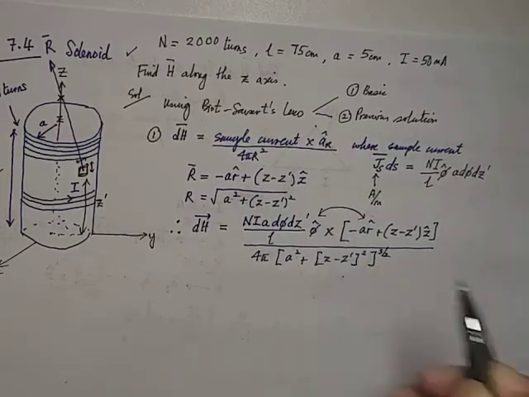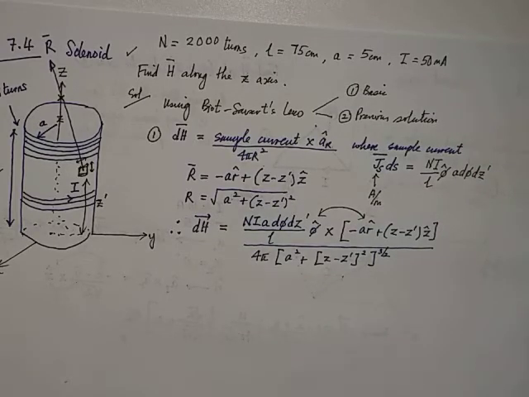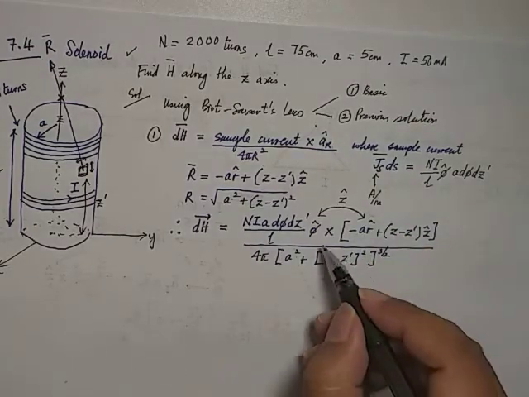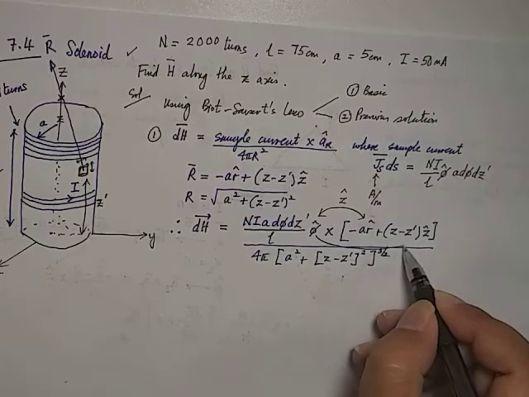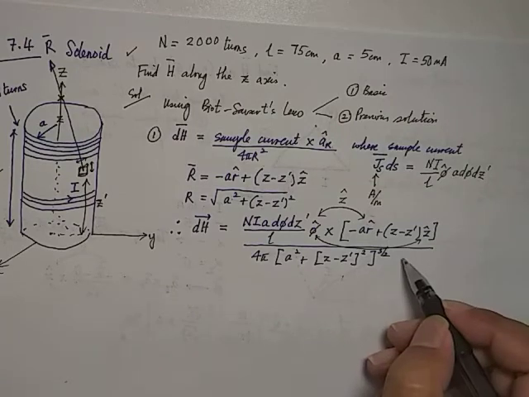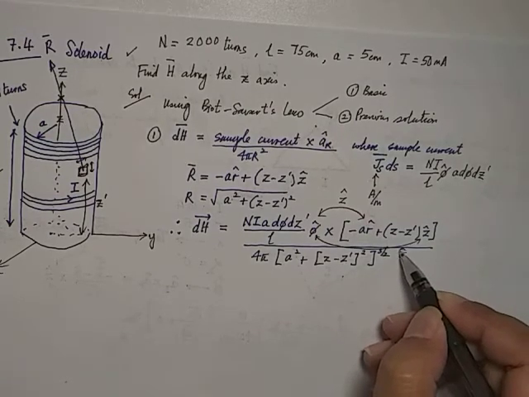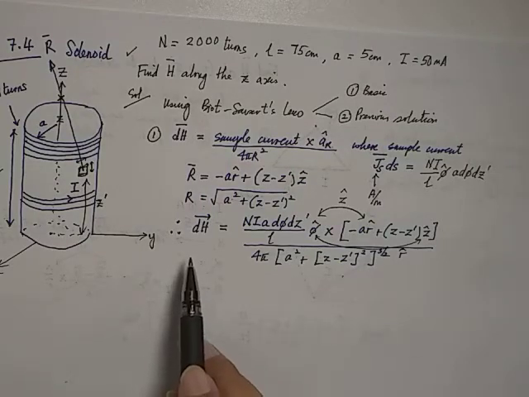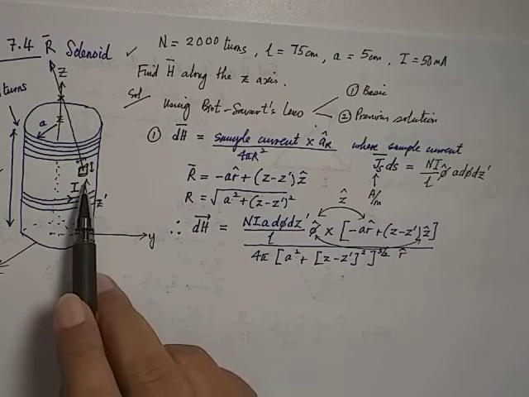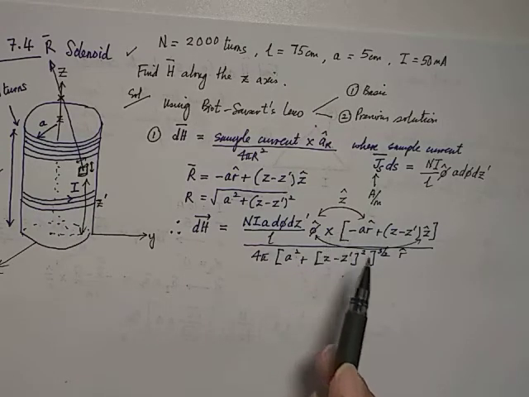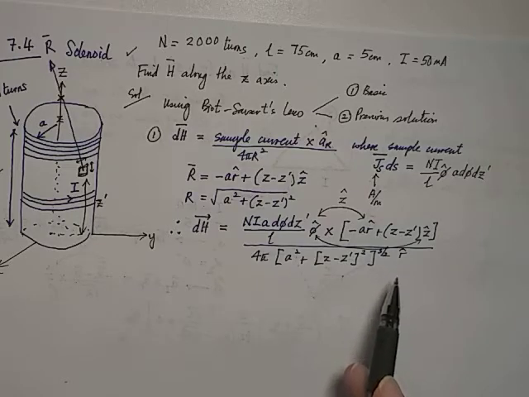Phi cross minus R will give us Z positive. And then phi cross Z will give us R. So that should be our solution, meaning the H component of this sample can be divided into two, which consists of the Z component and also the R component.